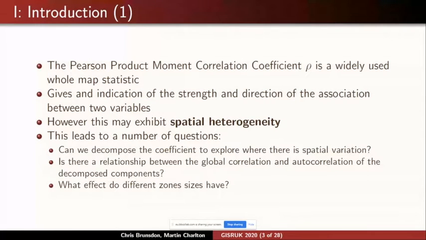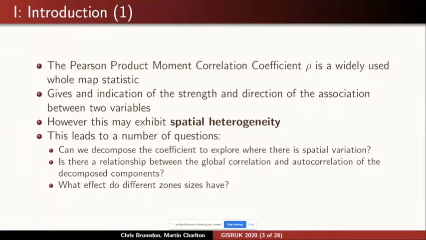Okay then, so lots of us teach introductory statistics classes, and we all cover the Pearson product moment correlation coefficient. And these are widely used whole map statistics. I tried to go back to the origins of it to see if Pearson actually wrote a paper, but it turns out that it might have been Galton who thought it up, and he credits someone. So the origins are in the mists of time.